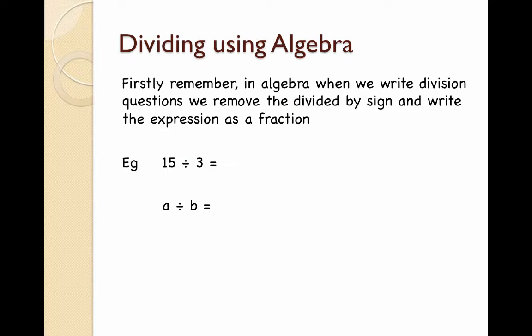Firstly, remember in algebra that when we write division questions, we remove the divided by sign and write the expression as a fraction. For 15 divided by 3, this is the same as 15 over 3. The 15 is going on top because we are dividing by the 3 which goes on our bottom. This works for any two numbers, and that's why it shows a divided by b being a over b. The a will be our numerator and the b will be our denominator because that is what we're dividing by.